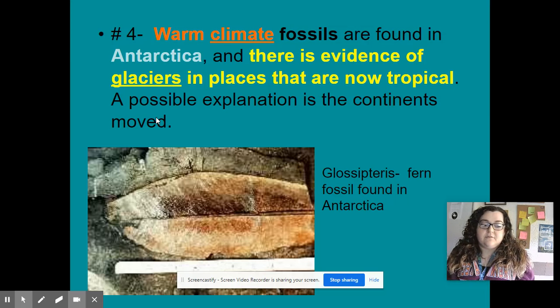And then after those animals died and were preserved in the rocks, the continent shifted to a colder climate. So if we're finding warm climate fossils in Antarctica, that has to be evidence that there used to be a tropical environment there where there are now glaciers. There's really not another explanation for that. So that's his fourth reasoning as to why he thought the continents moved.